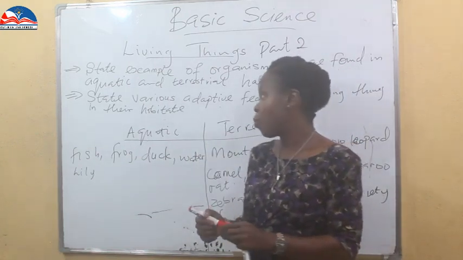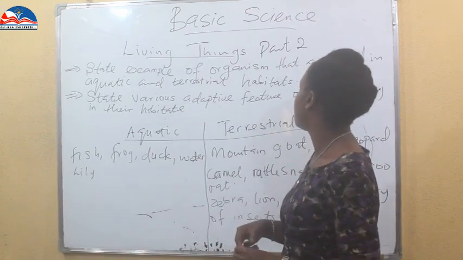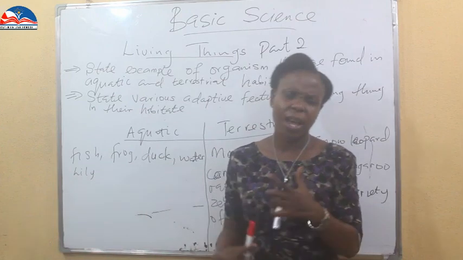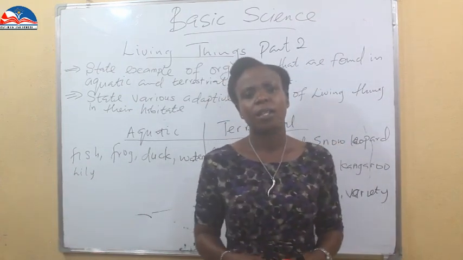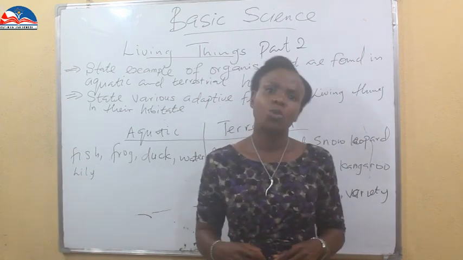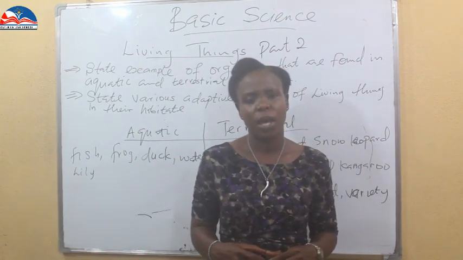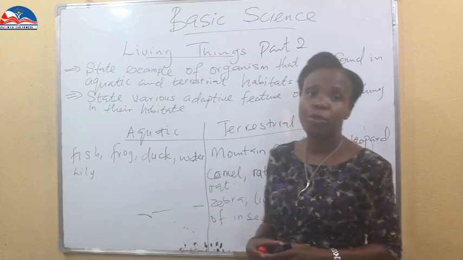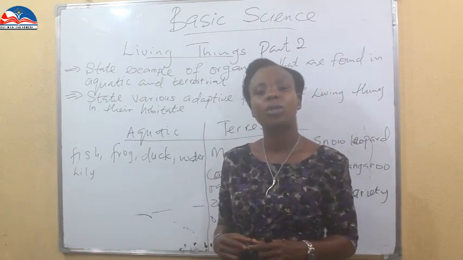Now let's go to the second objective. It says state various adaptive features of a living thing in its habitat. What are the adaptive features, the adaptations, that every living organism needs to possess to be able to live in its habitat or its ecosystem? Let's see that point and see some of these adaptive features that make each habitat supportive in its own ecosystem.